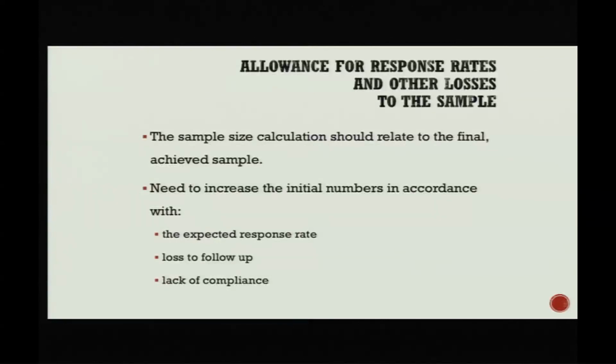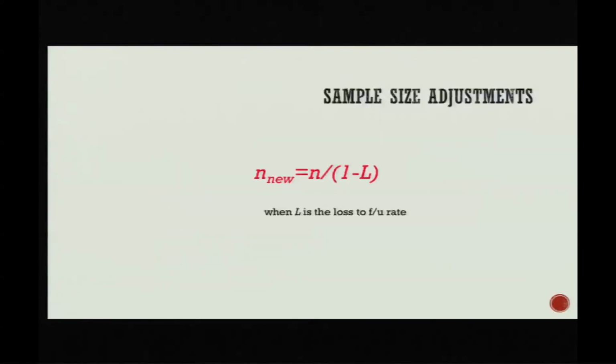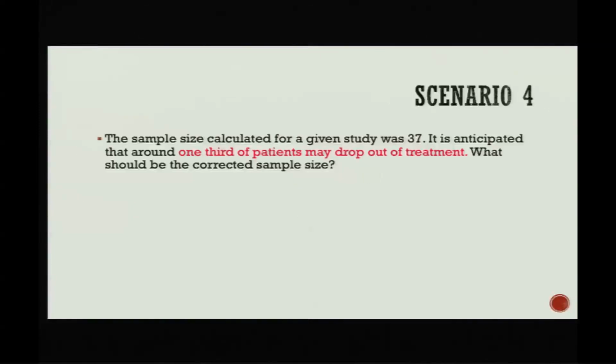The sample size calculation should relate to the final achieved sample, and the sample sizes should also be corrected for expected low response rate, loss to follow-up, and lack of compliance. So you have these sample size adjustments where you expect a certain percentage of patients to be lost to follow-up. So this is a study where the sample size which was calculated was 37, and almost one third of the patients were lost to follow-up. So the corrected sample size will be much more because you already expected a 33% loss to follow-up.